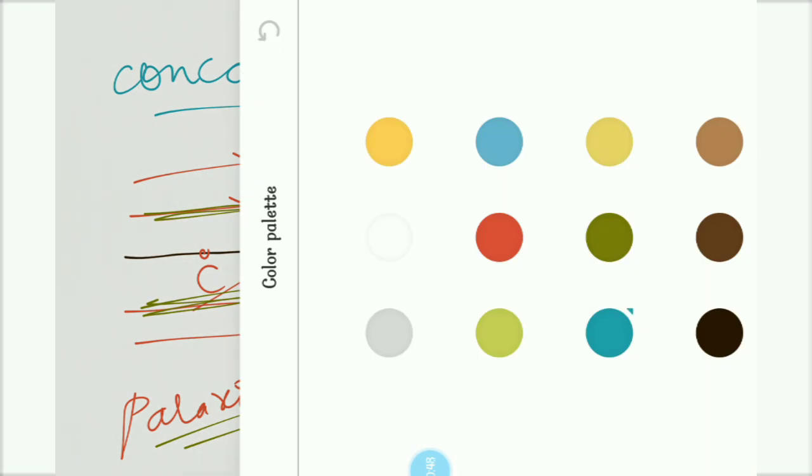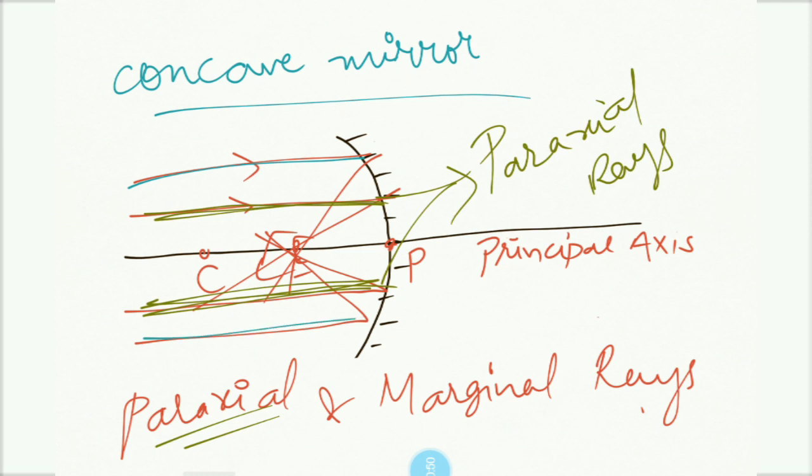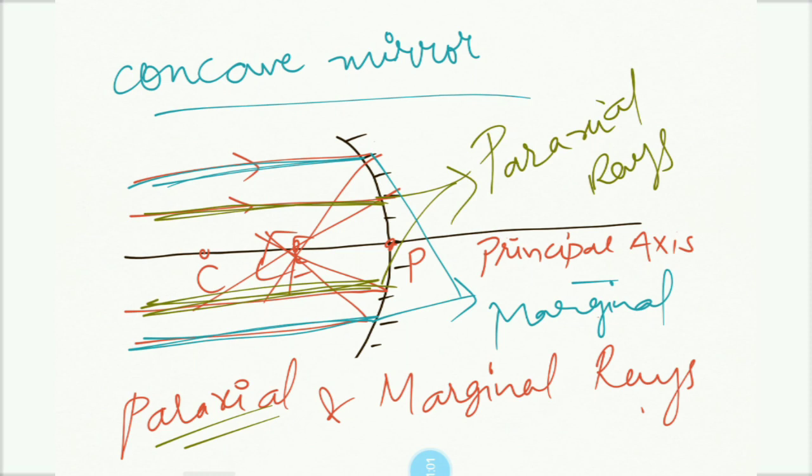Next I will take another color. Now these two are far from the principal axis, right? Far off from the principal axis, and they are called marginal rays. So I hope this is also clear to you all. These are the terms related to spherical mirrors. I have shown only for the concave mirror.